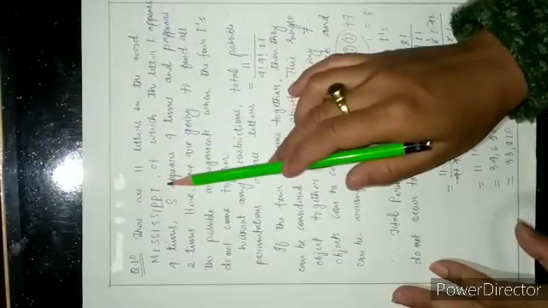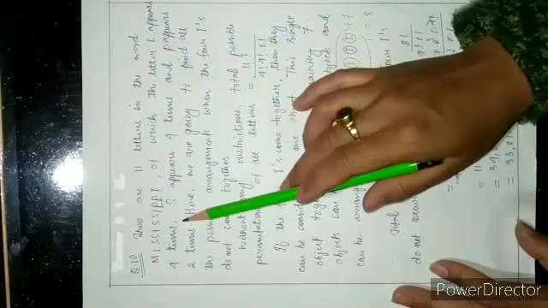There are 11 letters in the word Mississippi, of which the letter I appears 4 times.